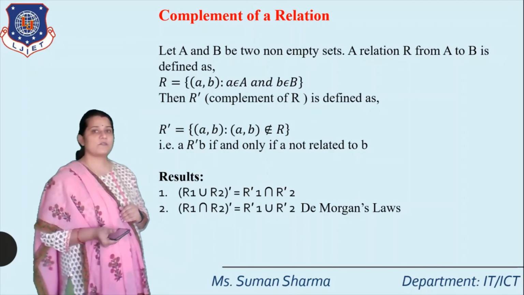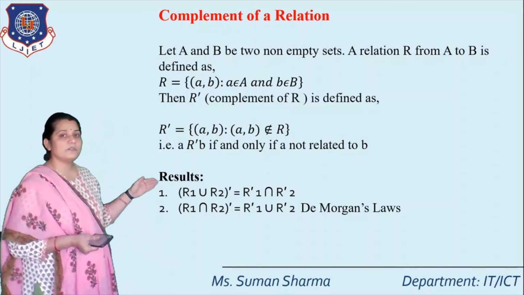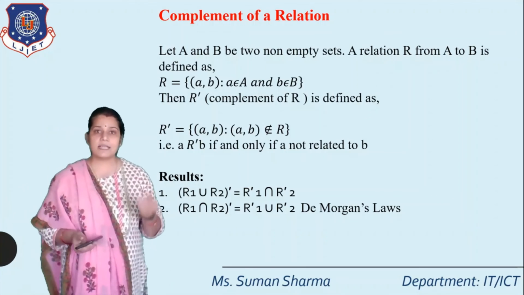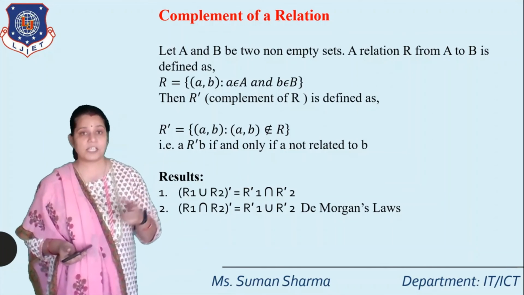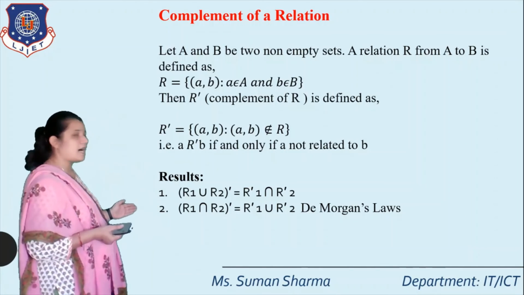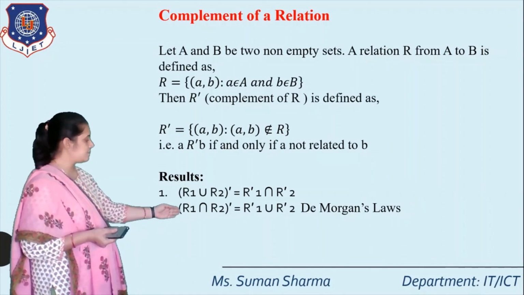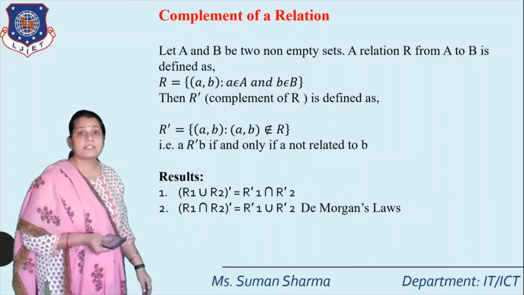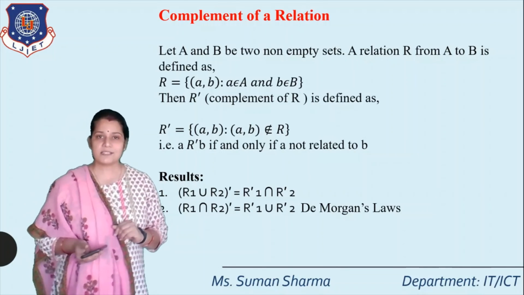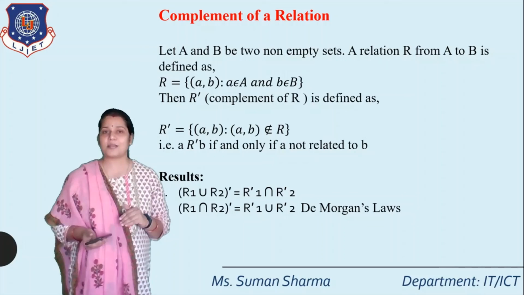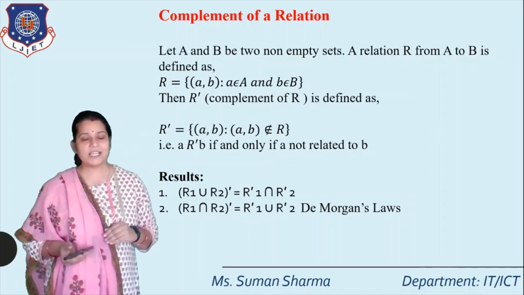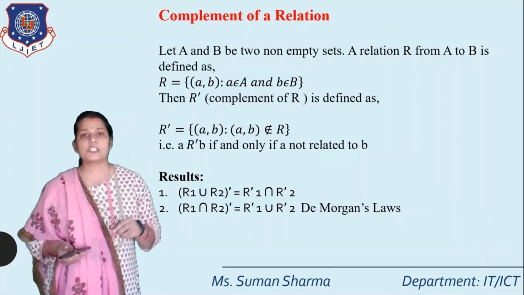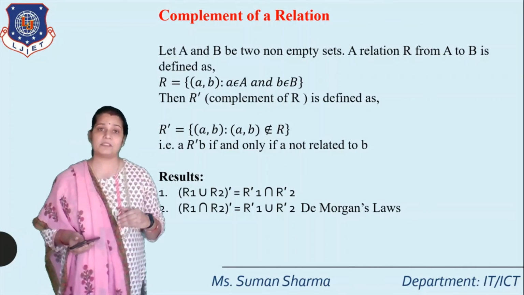Okay, so the result is: R1 union R2 dash is equal to R1 dash intersection R2 dash. And the second one is R1 intersection R2 dash is equal to R1 dash union R2 dash. This is De Morgan's law, which you have already seen in chapter number 1, set theory. Okay, so these are the basic definitions and simple introduction according to your chapter 3.